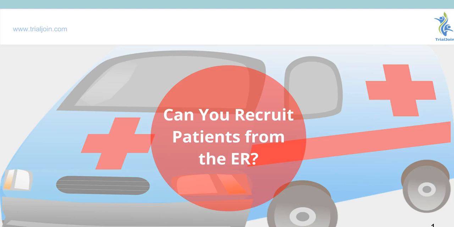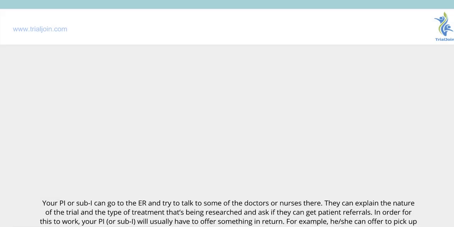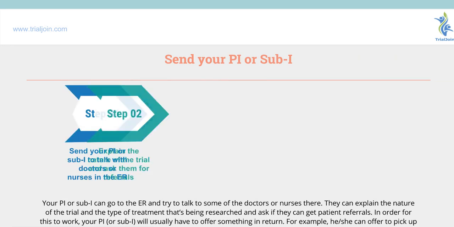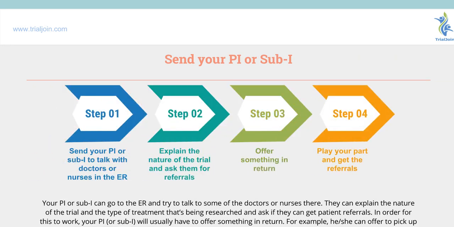In this session, we're going to cover how you can recruit patients from the ER. There are several things that you should do. A lot of them do revolve around your PI and your sub-I. The first thing I would recommend is sending in your principal investigator or your sub-I to the actual ER, and seeing if they can have a discussion with some of the doctors there, the owners, and the other staff members to let them know the trial you're currently conducting, the conditions that you're looking for, and the type of patients that could potentially be a good fit.